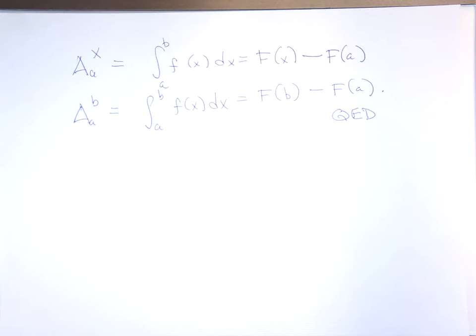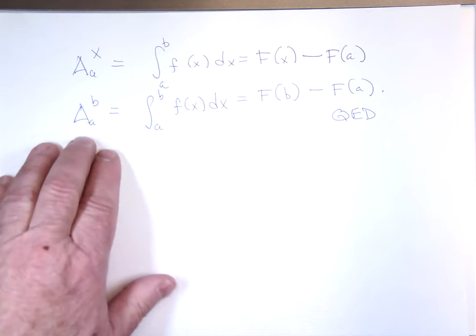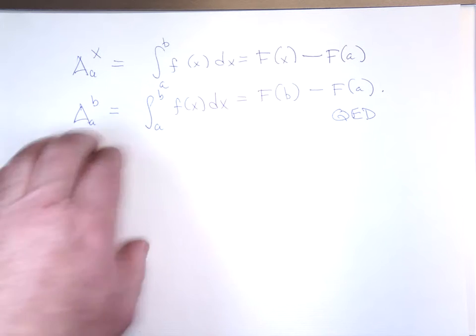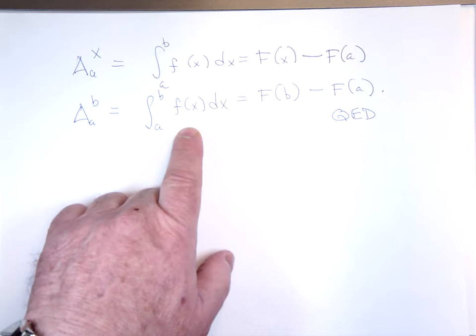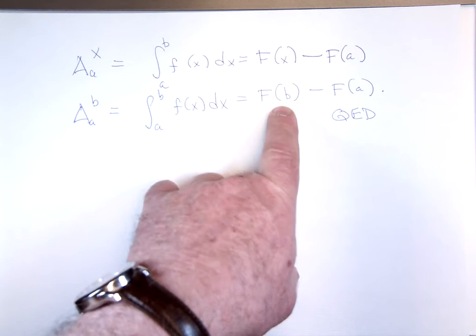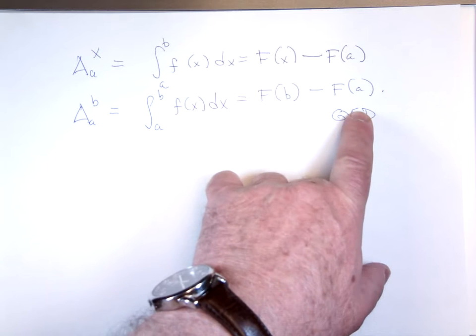Here's what we just did. We just proved that the area under this curve from A to B, as long as the function is continuous and differentiable, is equal to the integral of this function, the solution to a differential equation, which is evaluated at B, evaluated at A, and we take their difference.